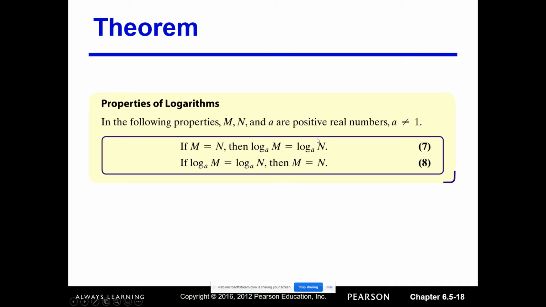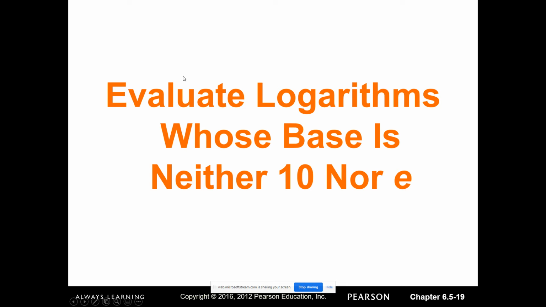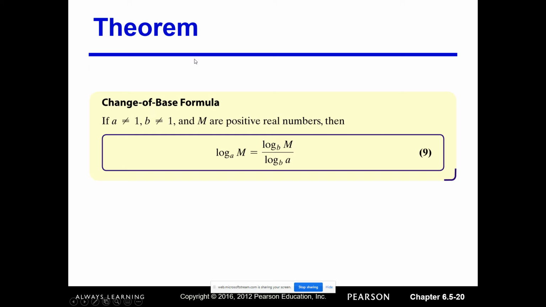So those are the last two properties of logarithms. In this section, we learned a total of 8 of them. And then how to evaluate a logarithm whose base is neither 10 nor natural e. We're going to learn a theorem called the change of base formula.